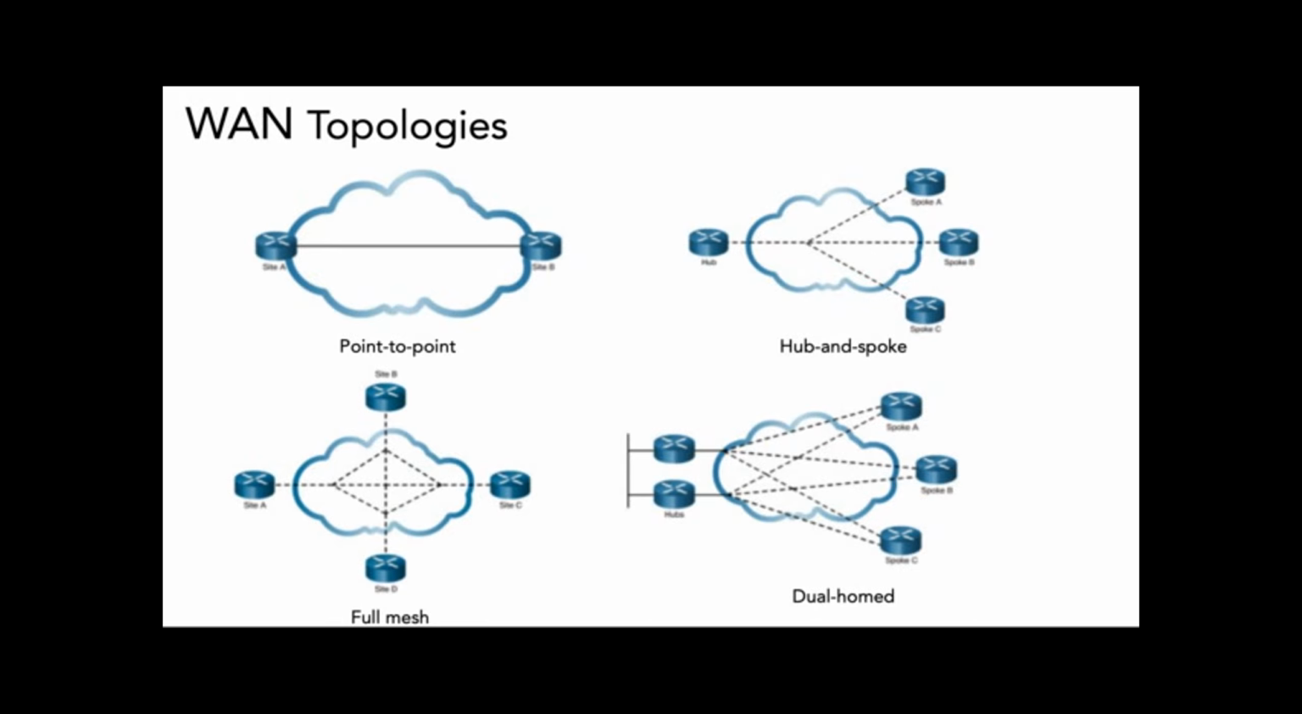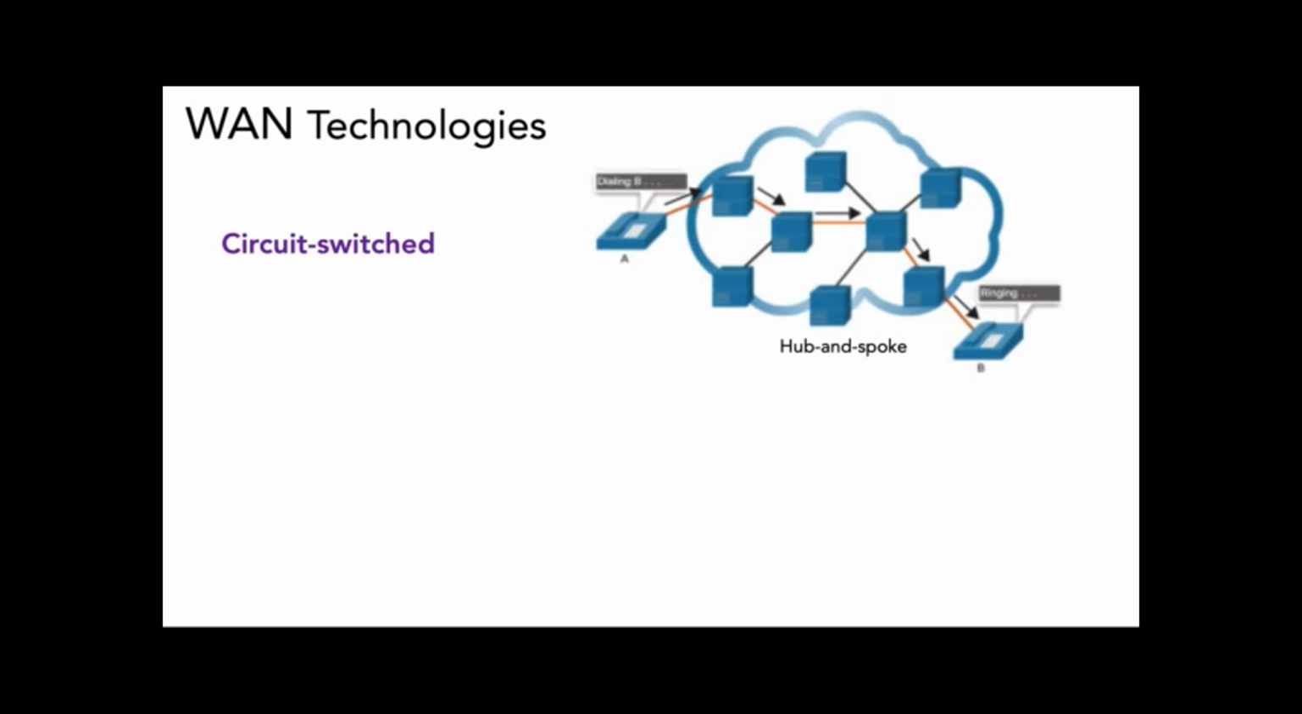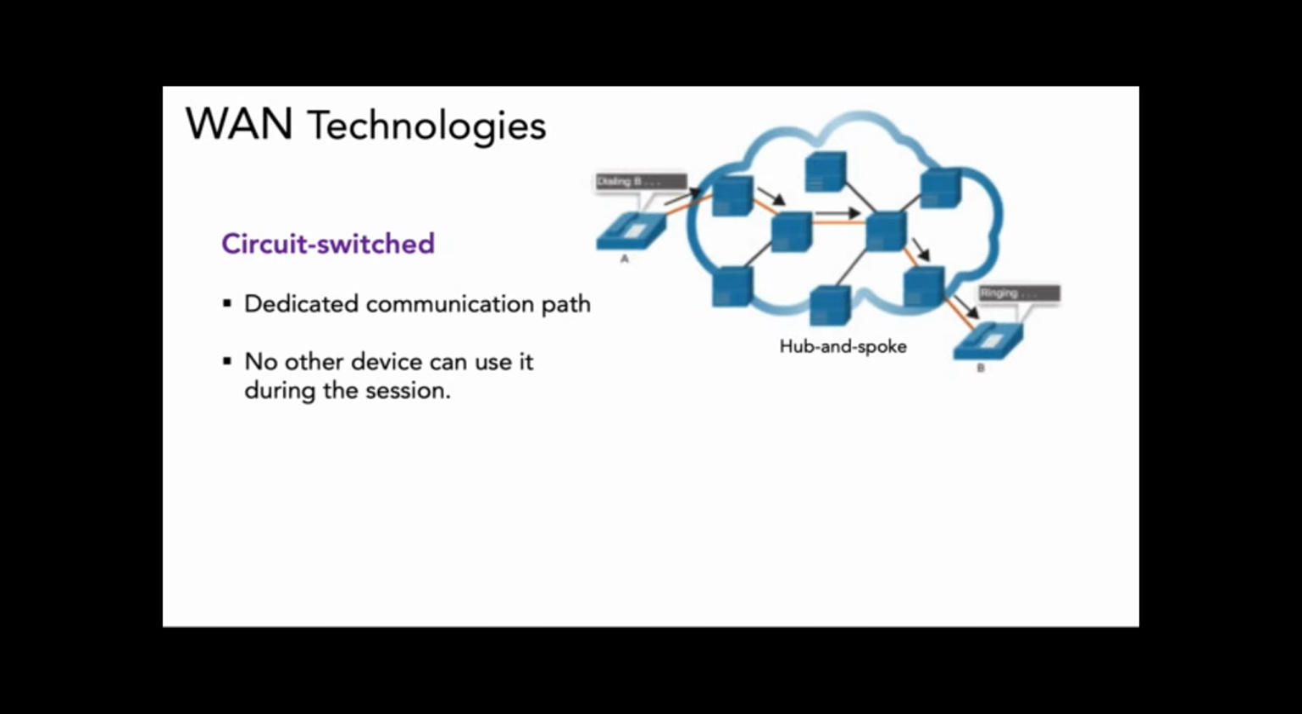Let's look at some of the WAN technologies. So WAN technologies are either circuit switched or packet switched. Let's look at the circuit switch technology. Circuit switching is a method of communication in which a dedicated communication path or circuit is established between two devices prior to the start of the data transmission. So before data is sent, the circuit is established between the two sides. The circuit remains dedicated to the communication for the duration of the session, and no other device can use it during this session.